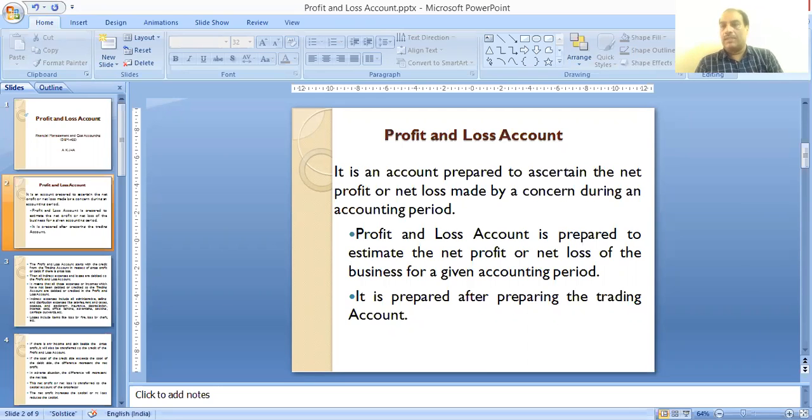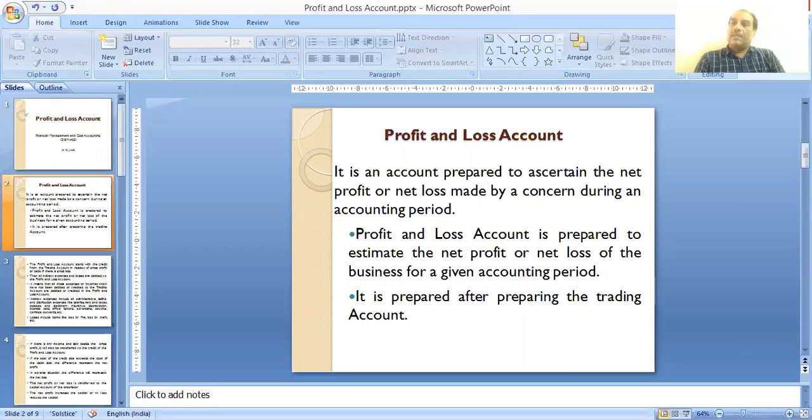So what is the difference between gross and net? When we prepare a trading account, we take all direct income and expenses. Please note it down: the trading account relates to direct income and direct expenses. It includes items taken in the nominal account, which covers income, gains, and expenses. Items from the nominal account are included both in the trading account and the profit and loss account. But in the trading account, we prepare it to know the gross, so there we take all direct expenses, direct income, and direct cost.